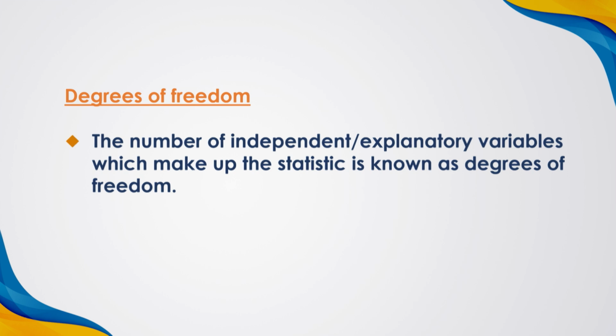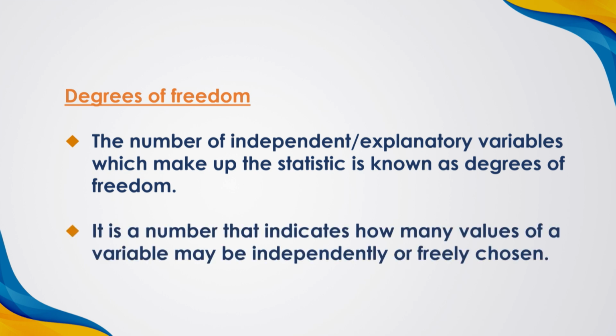Now coming to the degrees of freedom. The number of independent or explanatory variables which make up the statistic is known as degrees of freedom. It is a number that indicates how many values of a variable may be independently or freely chosen. Let us go with some example, with numbers you can understand clearly.